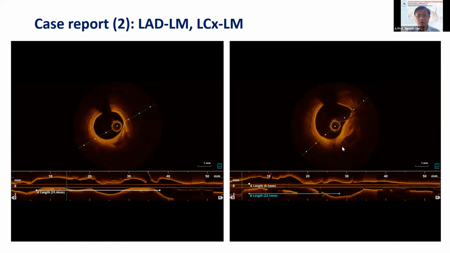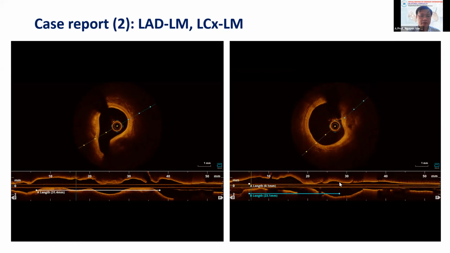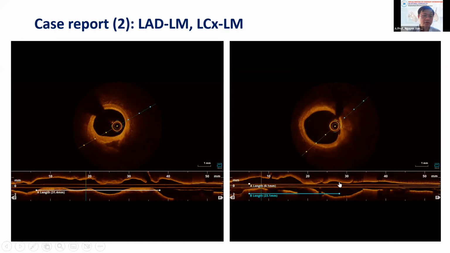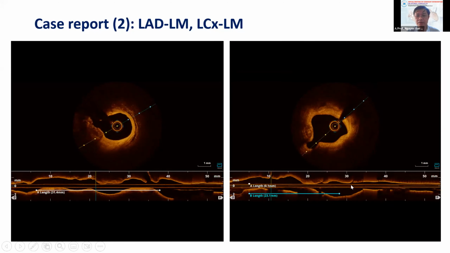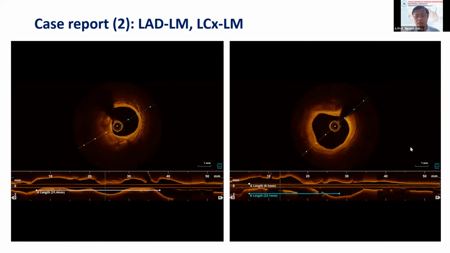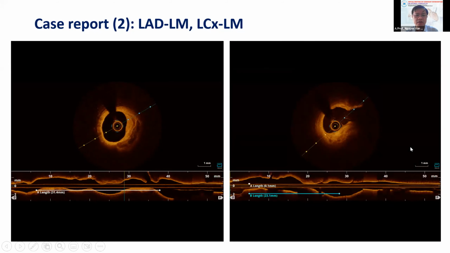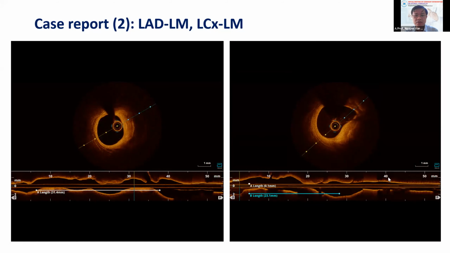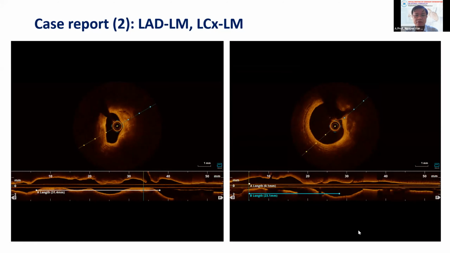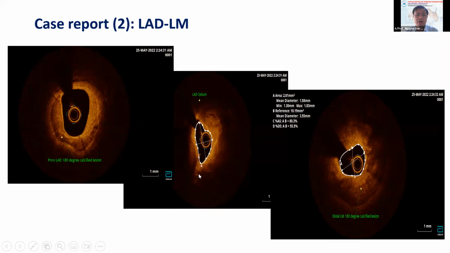Look at the picture here. Some segment in the proximal, very heavily calcified around here, about 360 degrees. So in this case we should continue to stent, but however it is very difficult to stent here. So we measure after LAD ostium very severe and heavy calcified around here, and in the left main we have the calcified lesion, a large calcification in the left main.